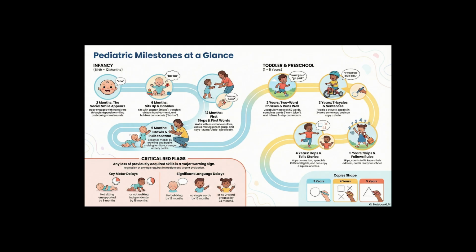Fine motor gets really refined here. You see the mature pincer grasp? Just the tip of thumb and the tip of the index finger. Perfect for picking up a single Cheerio. And they're pointing. That purposeful finger point is critical for joint attention.